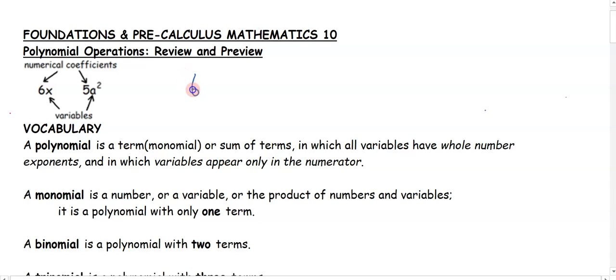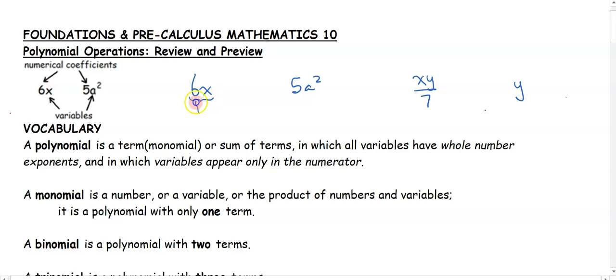So 6x I call a term. 5a squared is another term. These are terms because they are numbers and variables that are being multiplied and/or divided together. Just like xy is a term, xy divided by 7 is a term. So whenever you multiply or divide numbers with variables, you get a term. Sometimes your term is just a variable. Sometimes your term is a number multiplied by a variable, right?